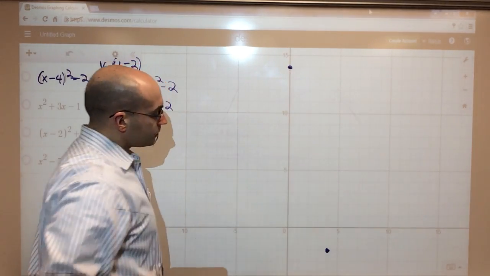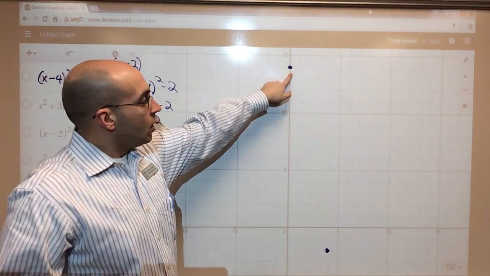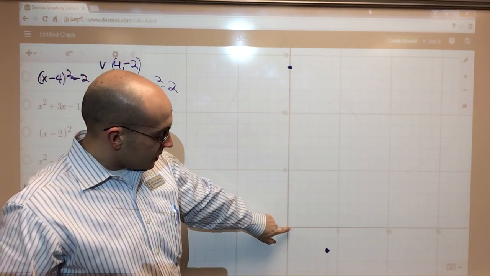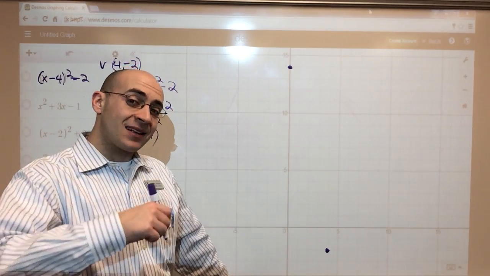Now, let's skip the x-intercepts because I could do a logic point very nicely here. All y-intercepts have an x value of 0. So I know that if it's 0 here, 1, 2, 3, 4 units gets me back to the vertex.